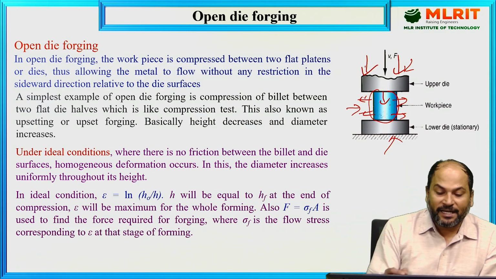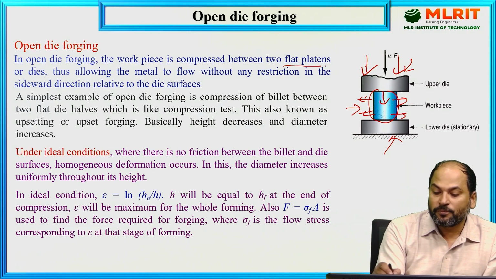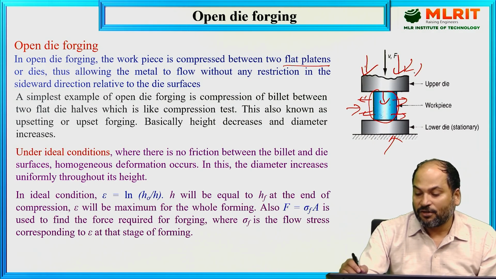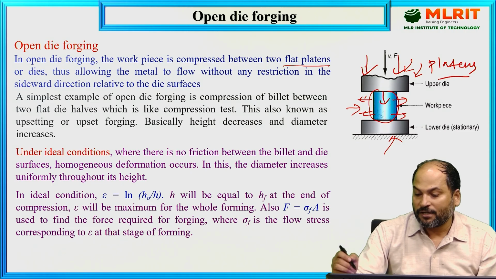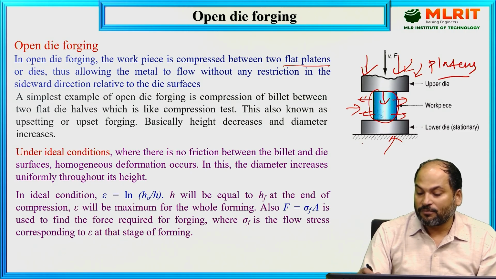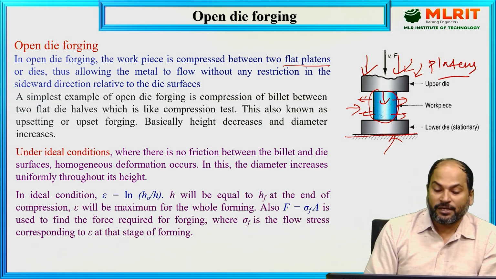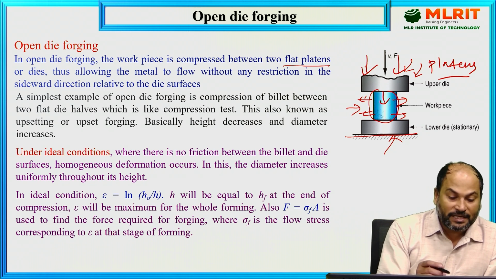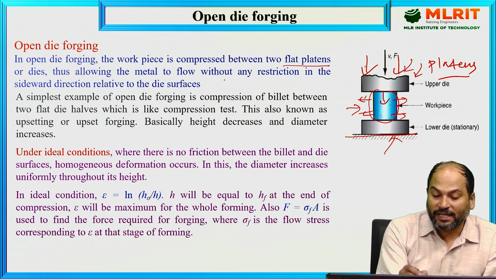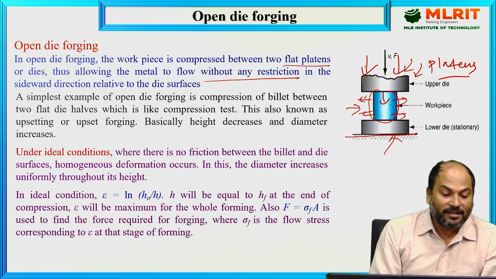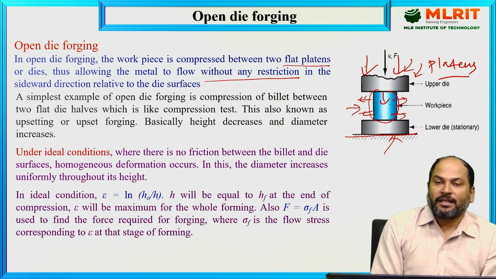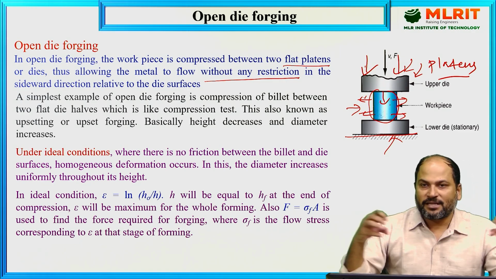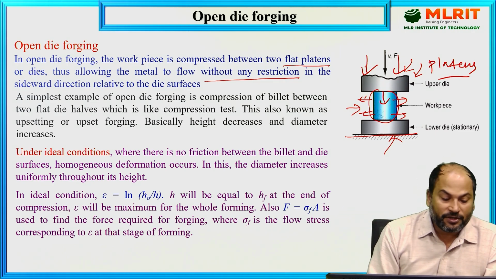So in open die, the workpiece is compressed between two flat platens. This die is also known as platens. This is at the top and this is at the bottom. Of course, it is fixed over there. So two flattened platens or dies, thus allowing the metal to flow without any restriction in the sideward direction relative to the die surfaces. As it is open, there is no restriction in the material flow. In the transverse direction, it is free to flow, it is free to move.